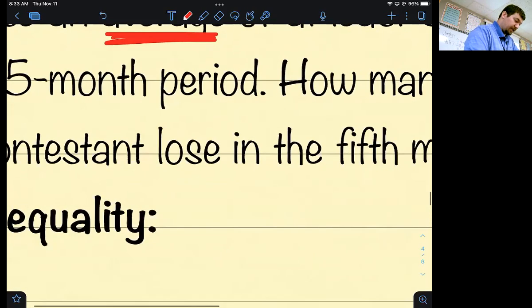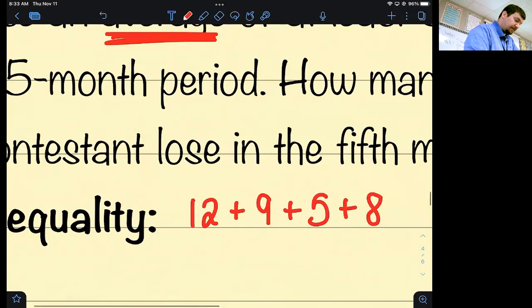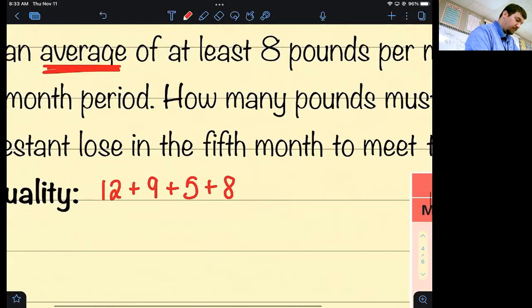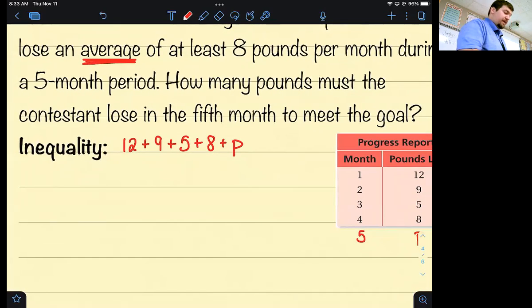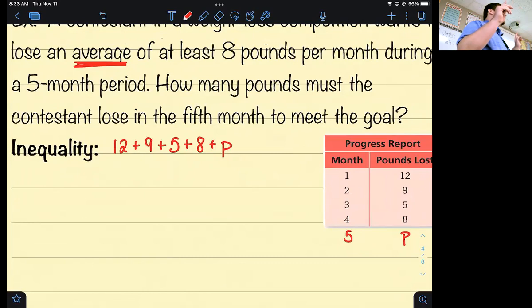So my inequality is going to look like this: 12 plus 9 plus 5 plus 8, and then P, the last one, plus P. Add them all up and then divide them all by 5 because there's 5 numbers because there's 5 months. Okay, so that's actually going to look like this. And that is the biggest, fattest fraction I think I've seen. That expression represents the average weight lost over a 5-month period.